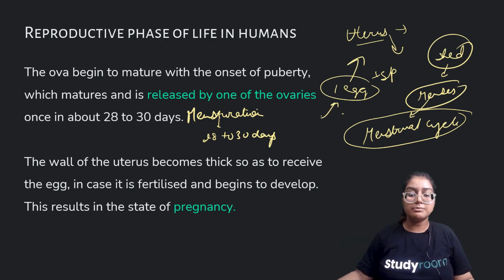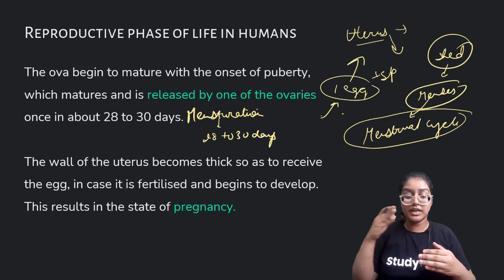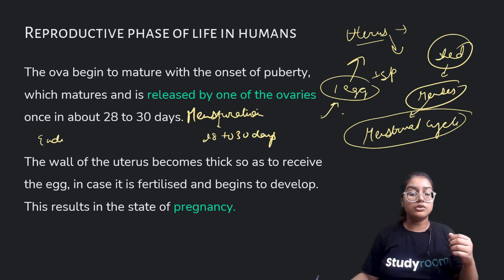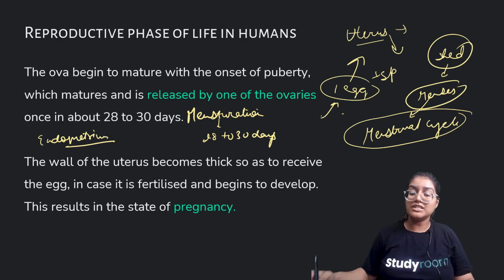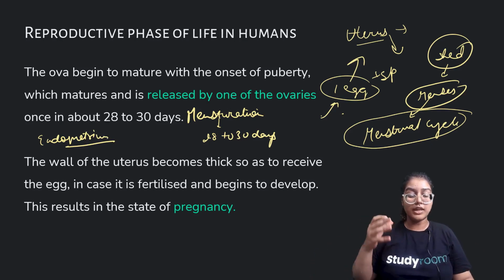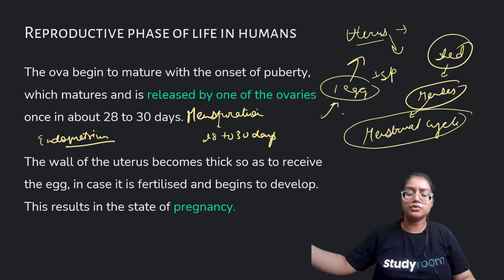The wall of the uterus becomes thick so as to receive the egg in case it is fertilized. So the uterus always prepares the lining; endometrium is the inner lining of the uterus. So the uterus always prepares itself for the fusion. But in case the egg remains unfertilized, the lining sheds away. The wall of the uterus becomes thick so as to receive the egg in the fertilized state, which begins to develop and later results in pregnancy, because the zygote converts into an embryo and then the fetus.